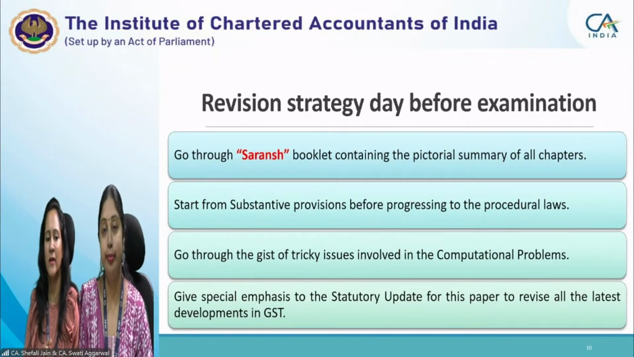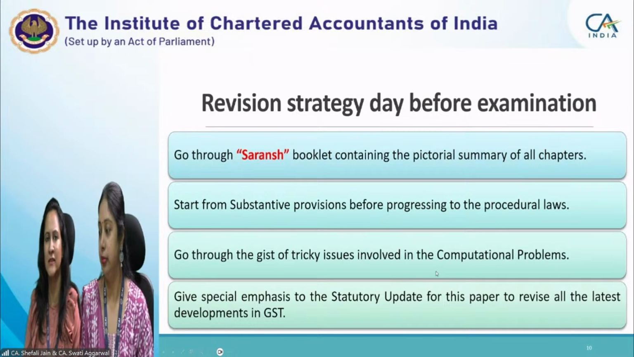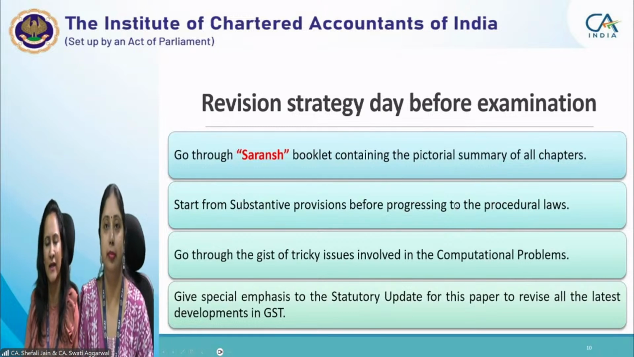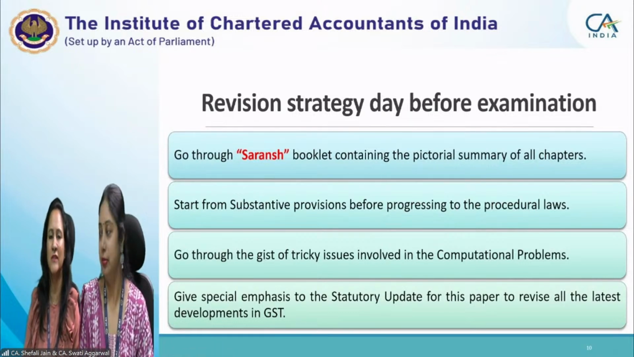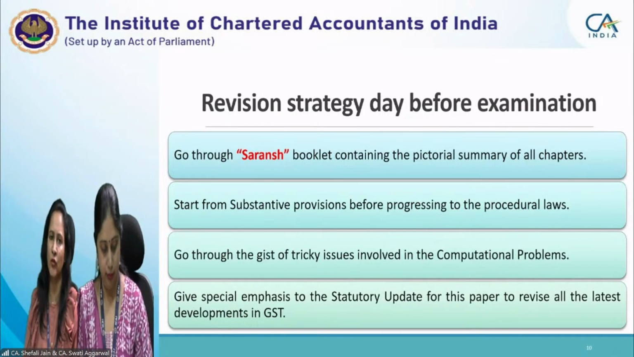They are the fundamental provisions on the basis of which GST law stands. So that is the reason that going to the substantive provisions is of paramount importance. You have to start from the substantive provision, then only you will be able to understand as well as appreciate the procedural law.